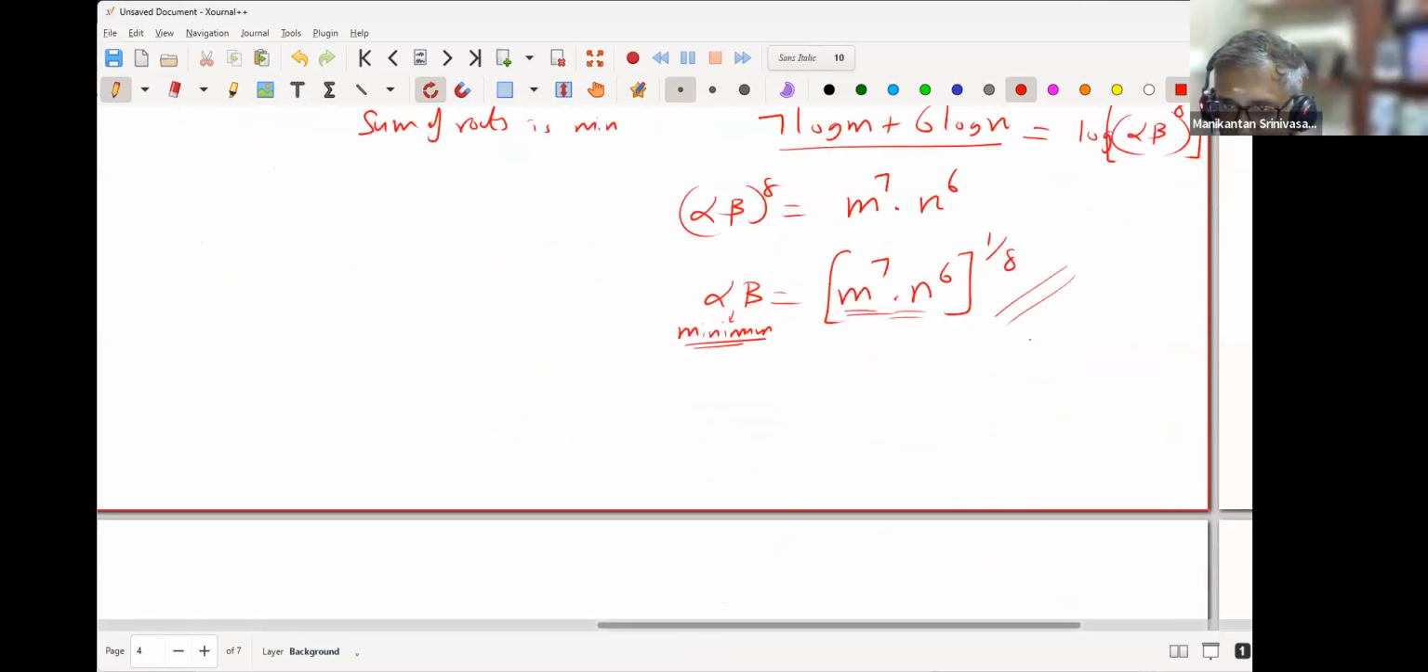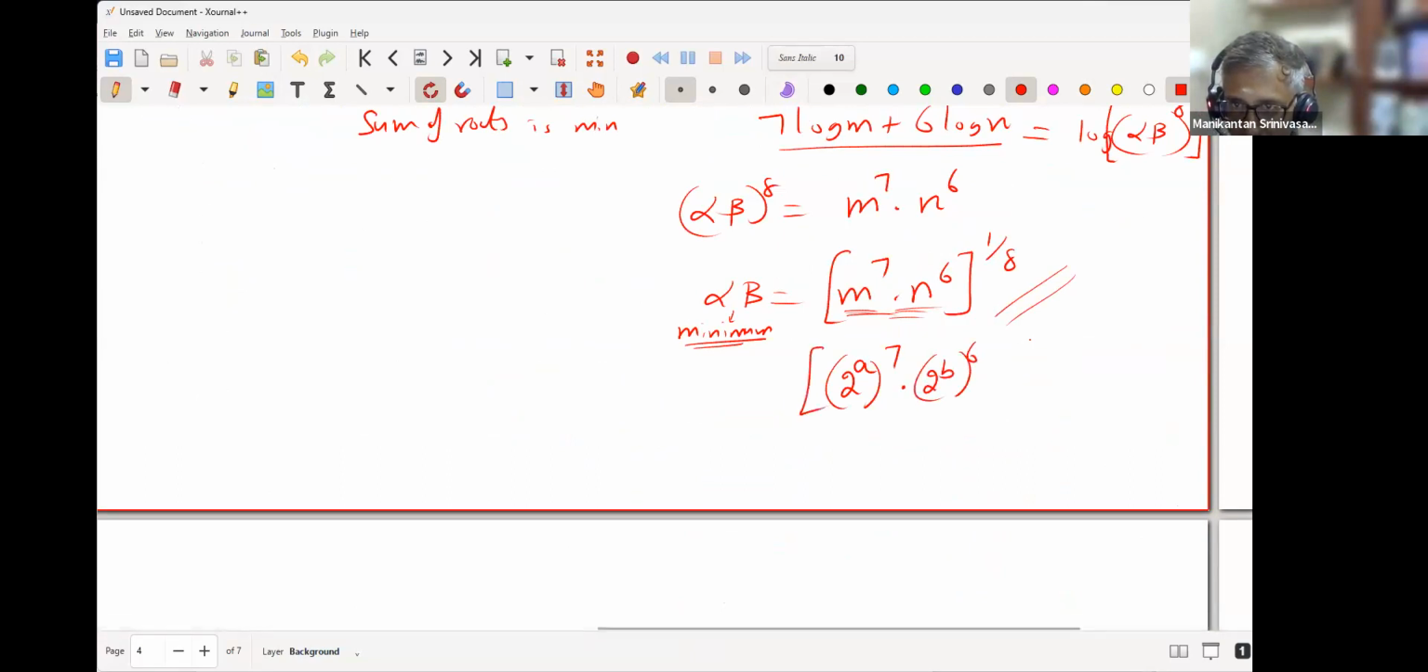Since this is power 1 by 8, obviously we have to choose m and n as small numbers. You don't want to choose 3 or 4 or 5. You want to choose the smallest positive integer greater than 1. So let's say m is some power of 2, so that with a power of 1 by 8, it cancels out to give an integer. So let's say this is 2 power a whole power 7, and this is 2 power b whole power 6, whole power 1/8. This must be an integer, right?